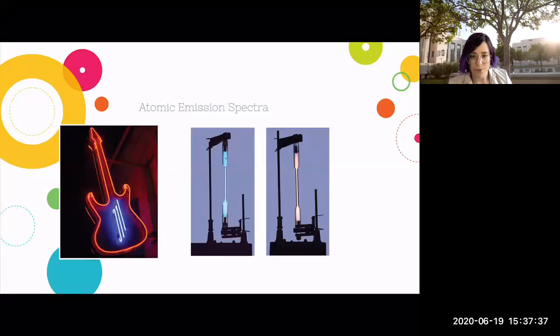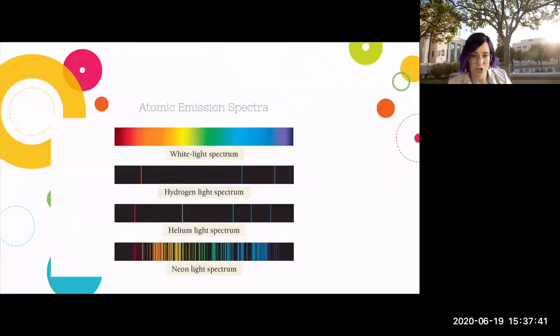So for example, a neon light or hydrogen would show us a different pattern if we separated the light through a prism. And this is actually how we tell how old stars are. We see the light from the star, we can differentiate it with a prism, and if it's a lot of hydrogen, it's a young star. If it's a lot of heavier elements, it's an older star. So what does this have to do with electrons?